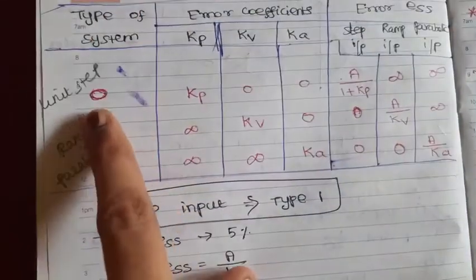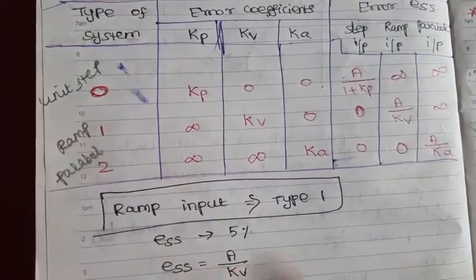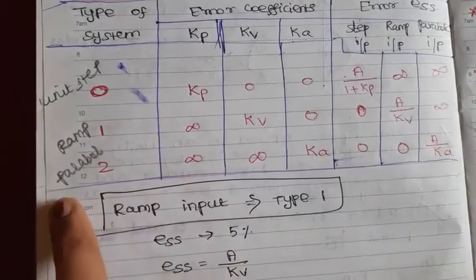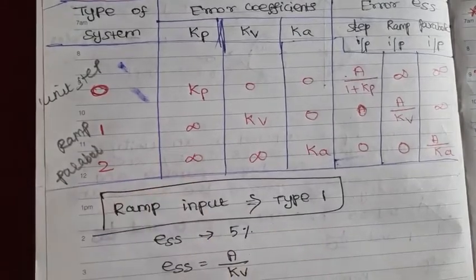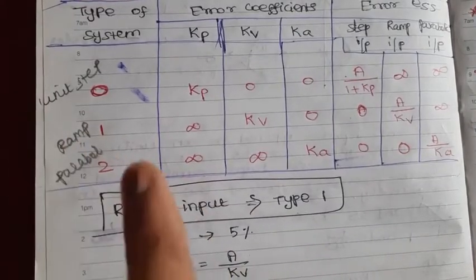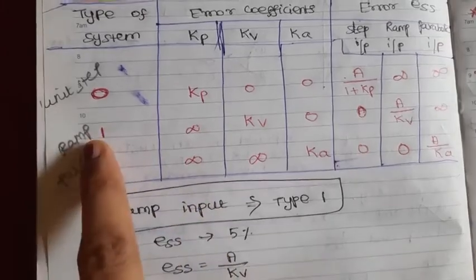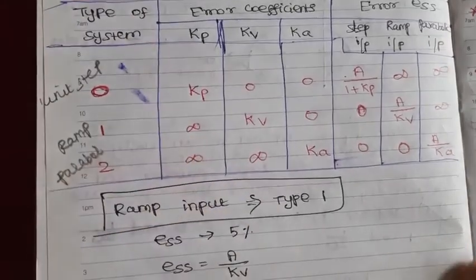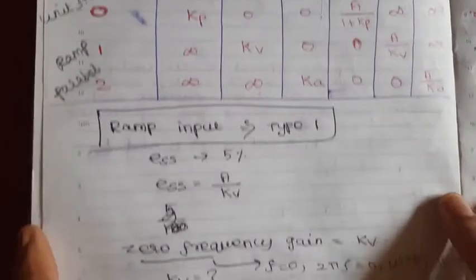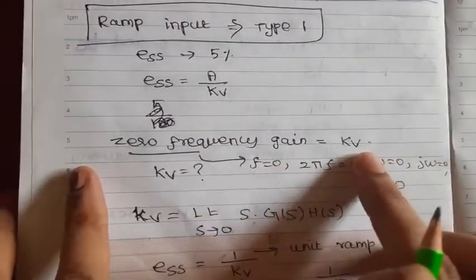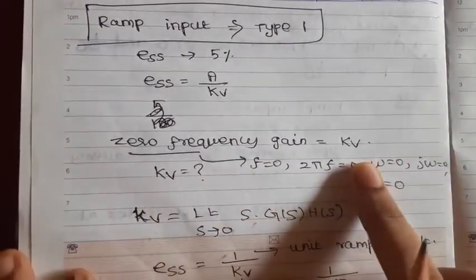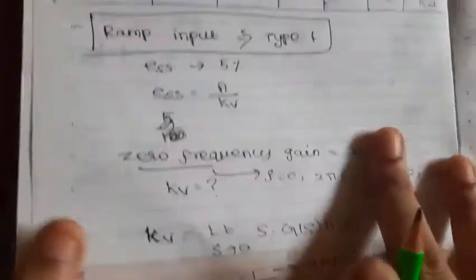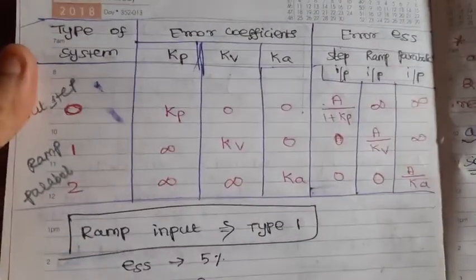So unit step input type number is 0, for ramp it is 1, parabolic it is 2. So actually what is the type of the system? Number of poles at the origin. For ramp input, what is the type? Type number is 1. Now we are going to zero frequency gain. Zero frequency gain is nothing but Kv. So Kv only we need to find out. What is the Kv? How can we find out?